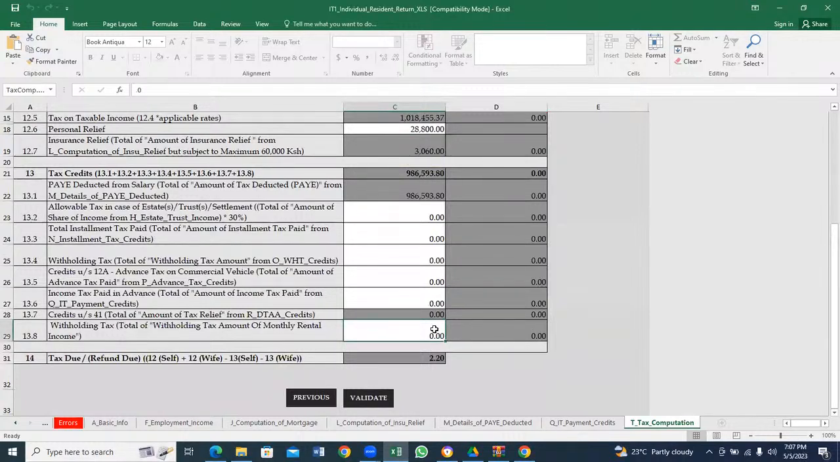A margin of -10 or +10 haina shida. Validate ifanye nini? Validate iende. Sawa sawa. Is it okay now? This is the end of this return.